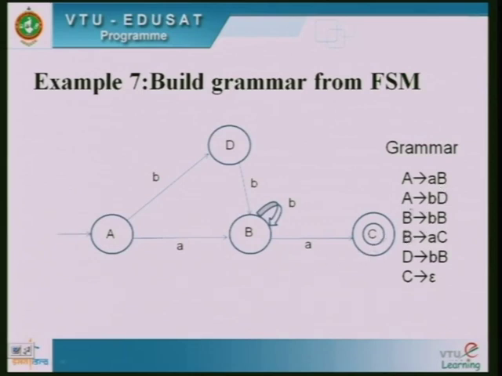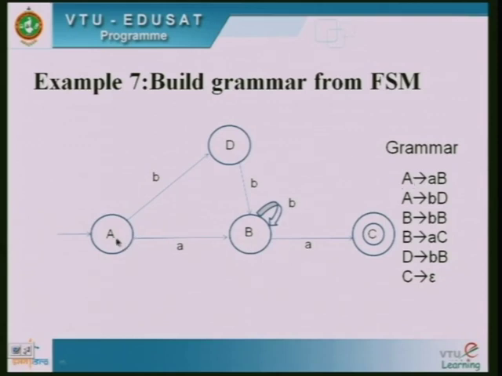Okay, so this is the grammar. Sorry, here we will consider the finite state machine. How many states does it have? 4 states are there: A, B, C and D. So, we will write 4 non-terminals, and here A is the start state. So, A will be the start variable, or starting non-terminal, of the grammar.